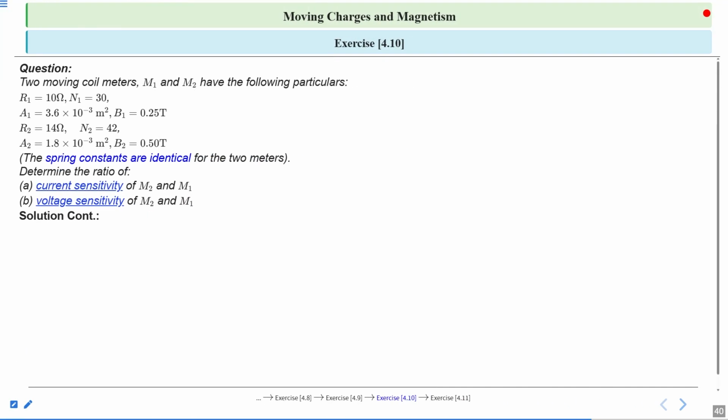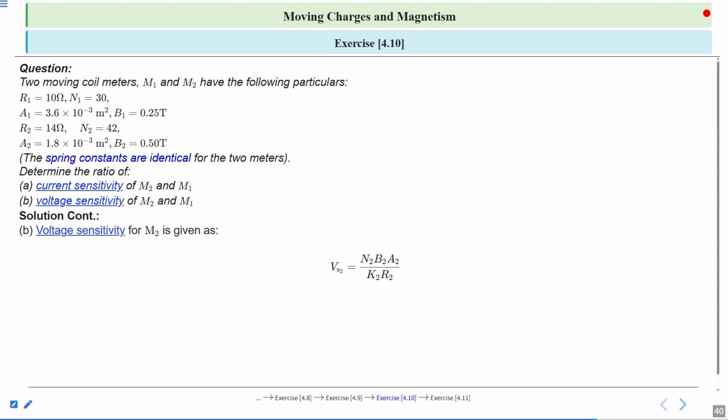Okay. Now we have to find the voltage sensitivity. In part B, voltage sensitivity for M2 is given as VS2 equal to N2 B2 A2 upon K2 R2. So what is voltage sensitivity? Phi upon V. So what is V? IR. So phi upon IR.